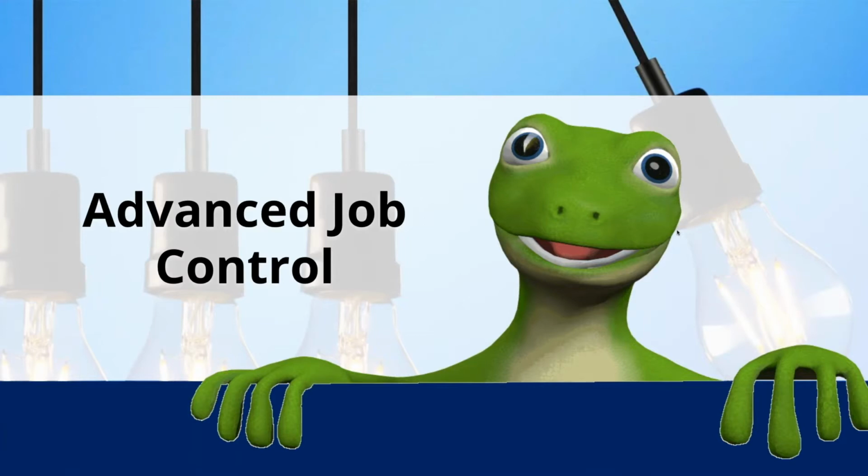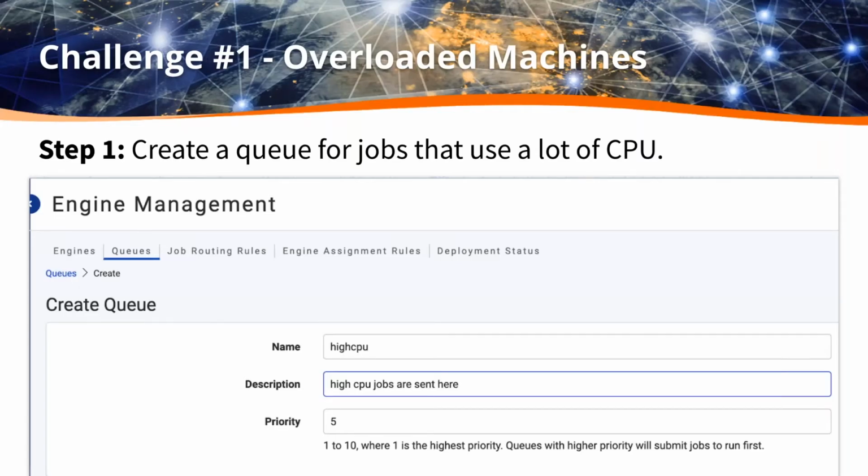So now we're going to talk about those challenges that we have, the information that's available. Now we're going to talk about how we use it to actually solve these problems with FME Server 2021. So Rylan, how are we going to do that first challenge? Right, the challenge of the overloaded machines.